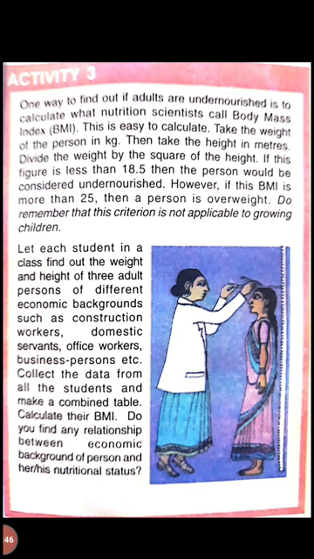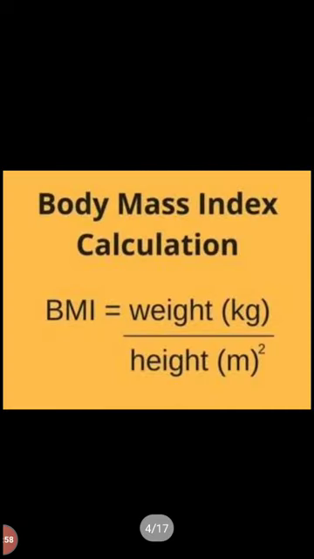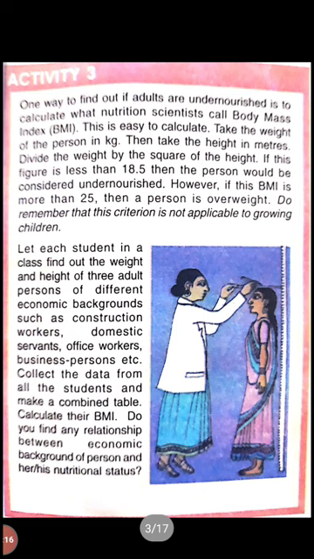For the calculation of BMI, firstly we will have to take the weight of a person in kg, kilograms, then the height of the person in meters. Then we will have to apply the formula. BMI is equal to weight in kg divided by height, and height we will have to take in meters and do the square of height. Now, by applying the formula we get the answer.